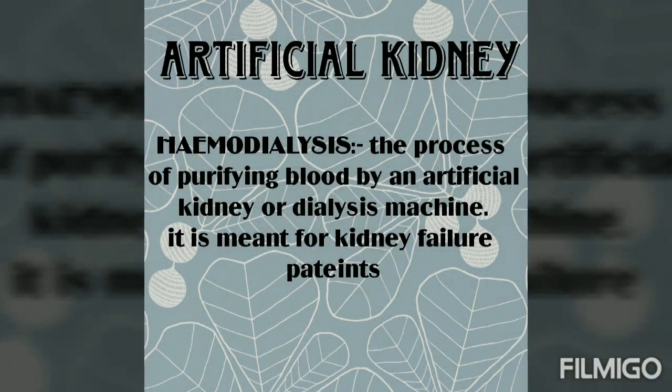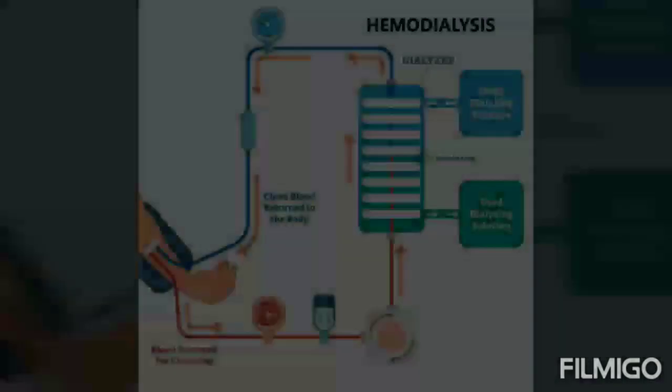We know that some of the patients face kidney failure. For them, artificial kidney is used for the filtration of blood. That process is known as hemodialysis. So we can define hemodialysis as the process of purifying blood by an artificial kidney or dialysis machine. It is meant for kidney failure patients.